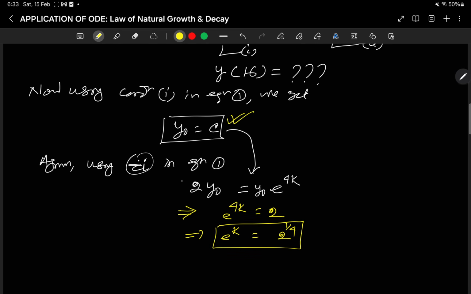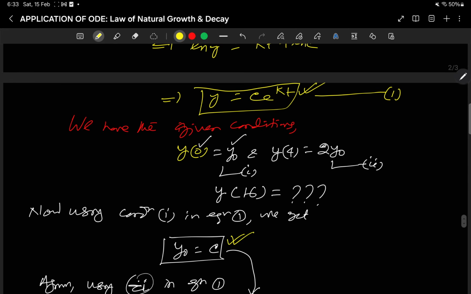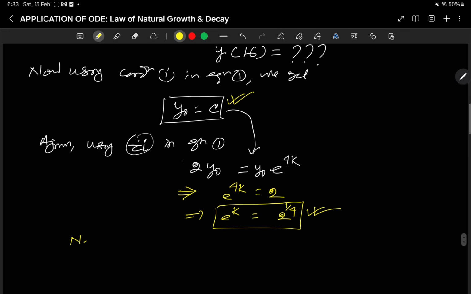Now substituting c and e to the power k, our solution follows. Y is equal to y0 e to the power kt, meaning y0 times 2 to the power t by 4. Okay. So this is my equation number 2.